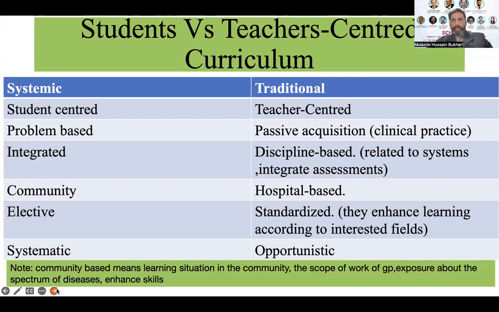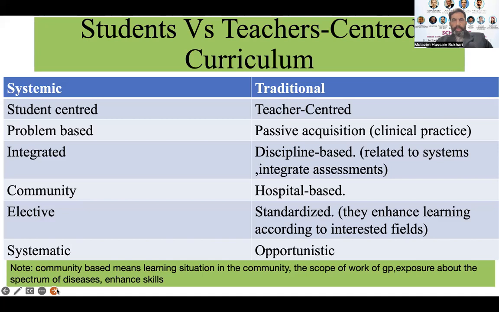The student-centered model is student-centered, while the traditional was teacher-centered. It is also called systematic, and the other is called traditional. It is problem-based, while the teacher-centered was passive acquisition, clinical practice-based. It is integrated, while the other is discipline-based, related to systems. The student-centered is systemic and community-based, while the other is hospital-based.